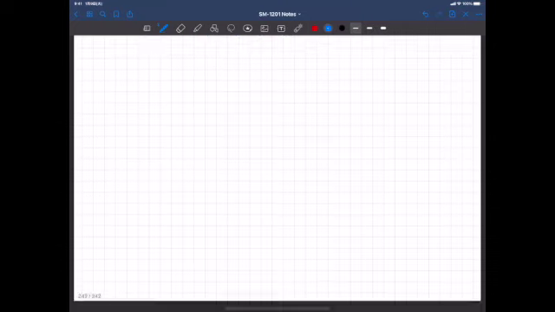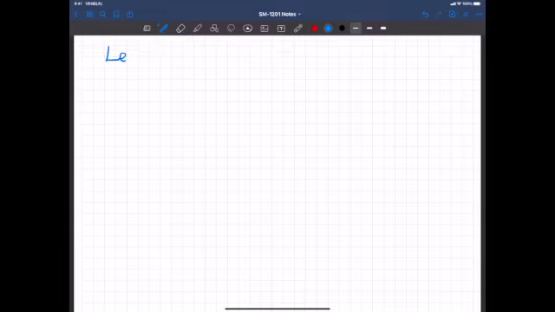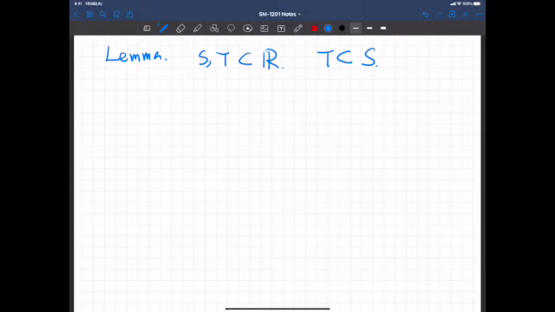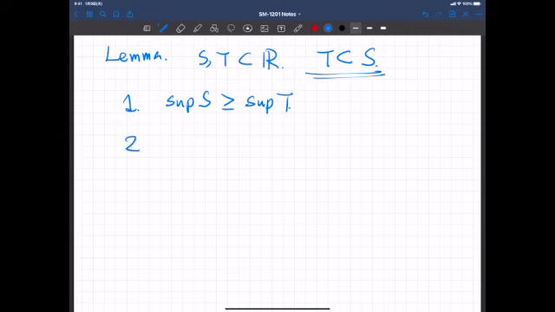Now let us prove a little lemma. Let's say S and T are subsets of real numbers such that T is a subset of S. So this is a given condition. Then we have, first, the supremum of S is greater than or equal to the supremum of T. And second, the infimum of S is less than or equal to the infimum of T.